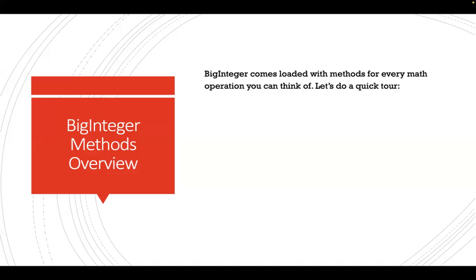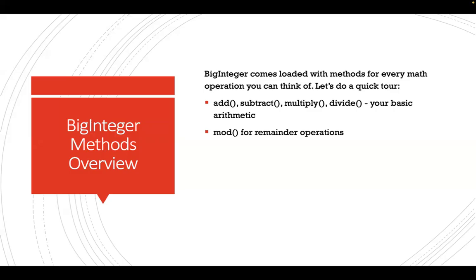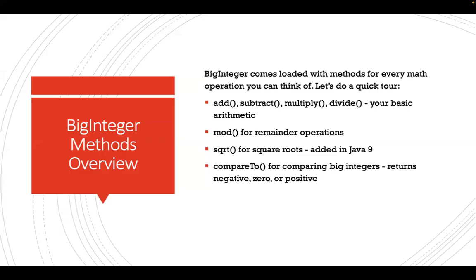BigInteger comes loaded with methods for every math operation you can think of. Let's do a quick tour. Add, subtract, multiply, divide, your basic arithmetic. Mod for remainder operations. SQRT for square roots, added in Java 9. CompareTo for comparing big integers, returns negative, 0, or positive. And our friend valueOf for creating BigInteger from regular numbers.